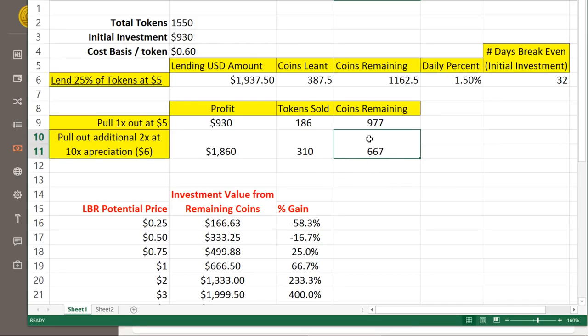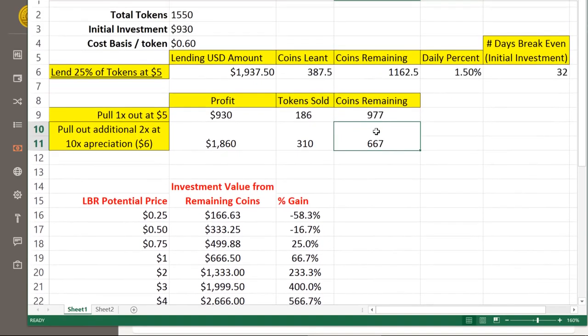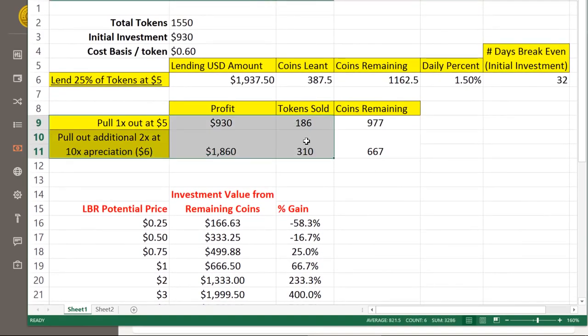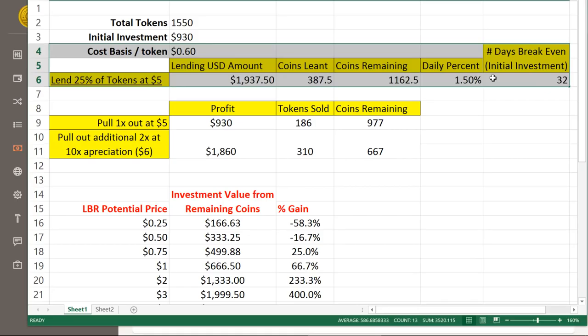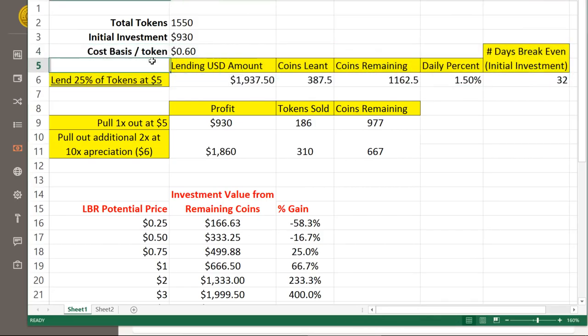Hopefully it all made sense. At that point, I've made myself whole, right? I've gotten my initial investment out. I pulled out an extra 2x. I have protection in case something else happens, or if the platform does well, I'm happy that we're supporting it. 25% of my coins are lent, and we'll work on pulling this daily dividend out. I've got 667 coins left to play with.